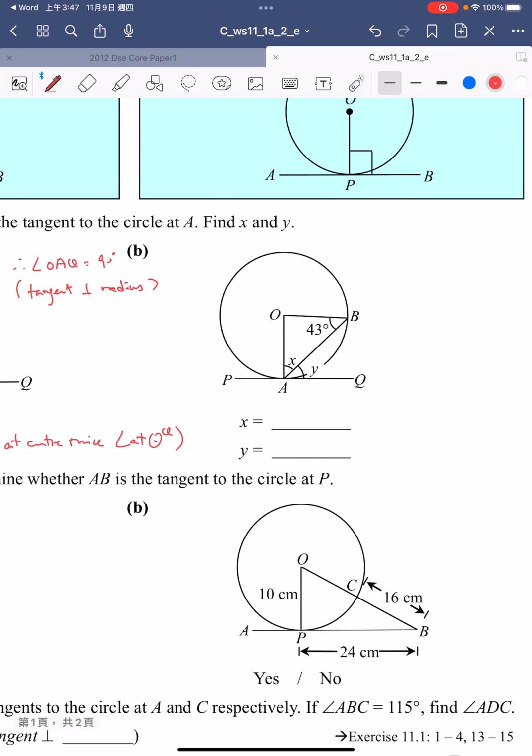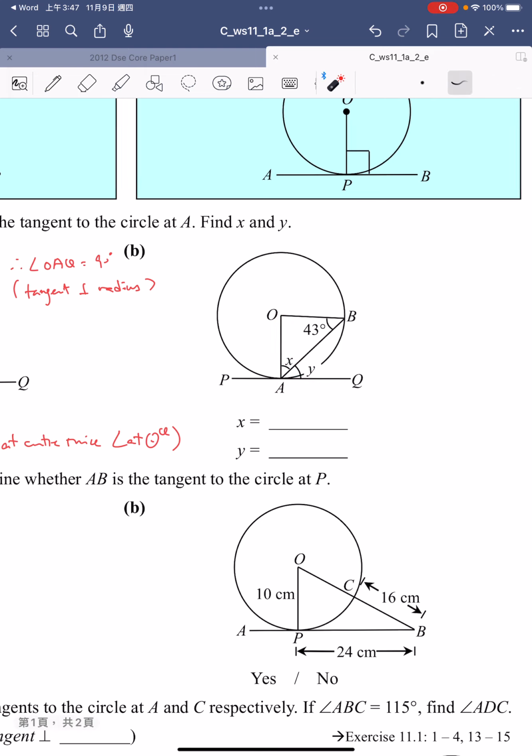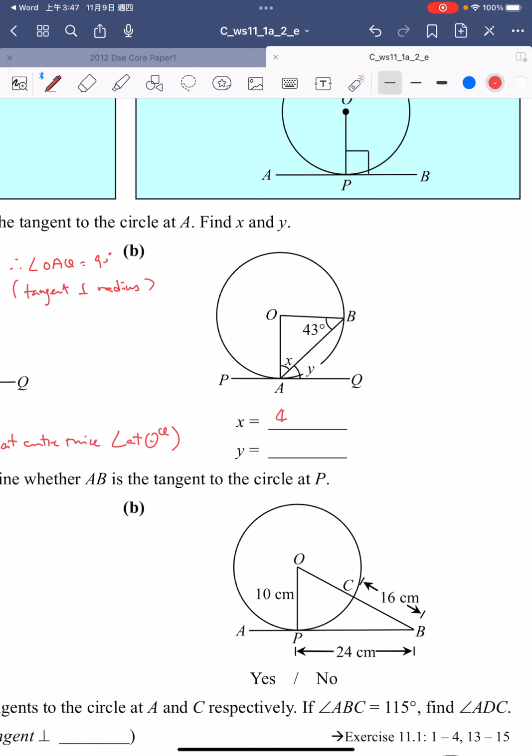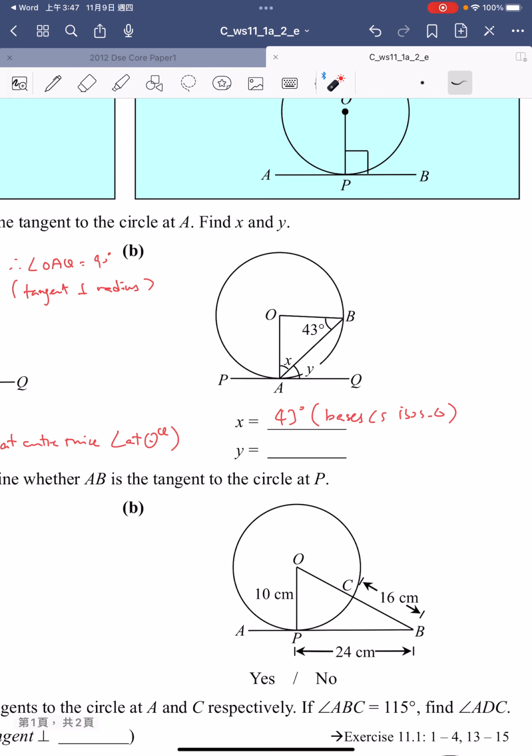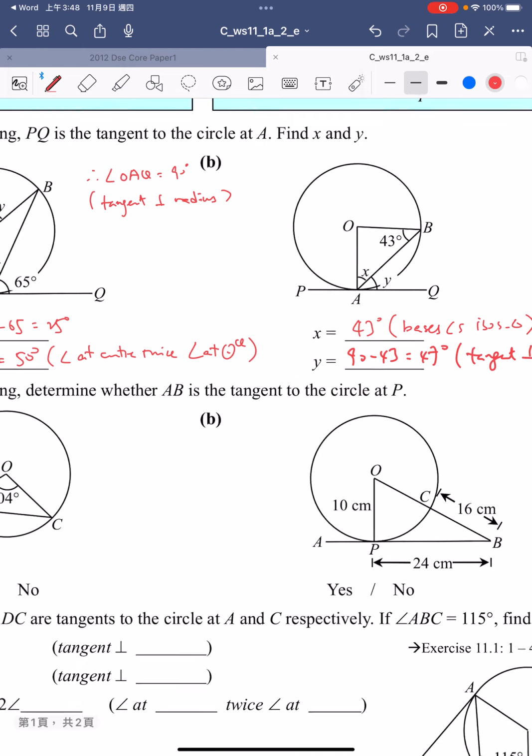For question 1b, we're going to find x and y. As OB and OA are radii, x is equal to 43 degrees by using the base angles of an isosceles triangle. As OAQ is 90 degrees and x is 43, y is equal to 90 minus 43, giving you 47 degrees by using the tangent perpendicular to the radius. So that's question 1.